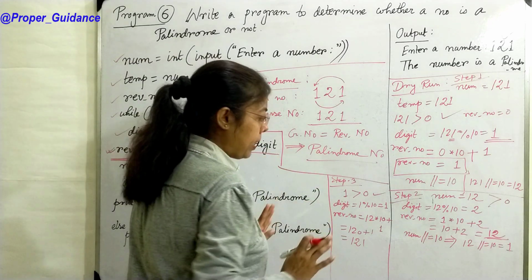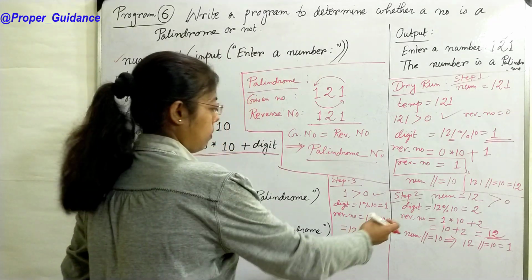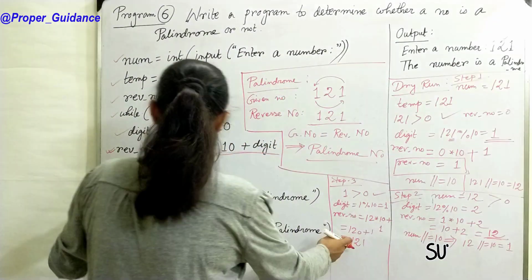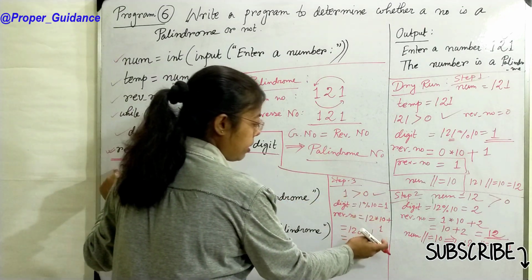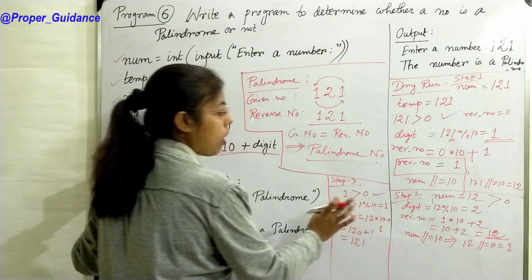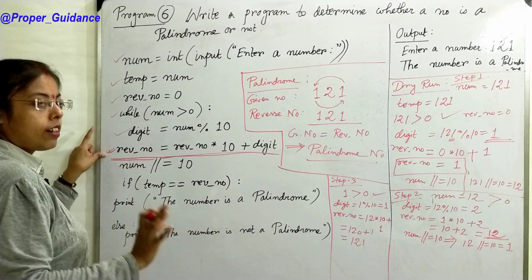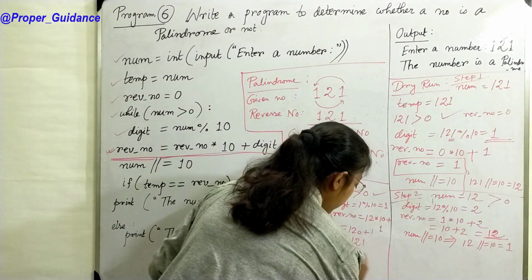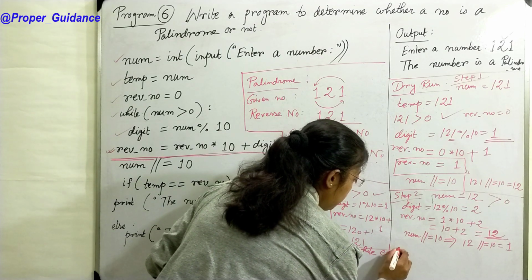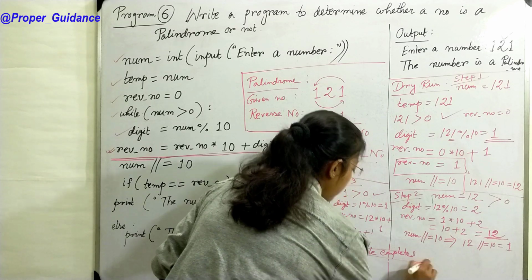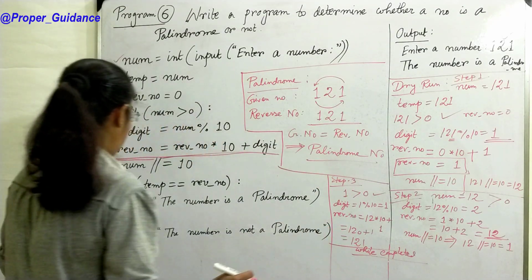Now the num is completed. There is no other section, right? We don't execute num modulus now because all the digits are collected: 1, 2, 1, all the digits are collected. So the while loop is completed here. Clear? The while loop is completed here. Now we get the reverse number.